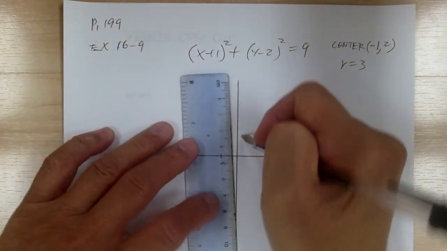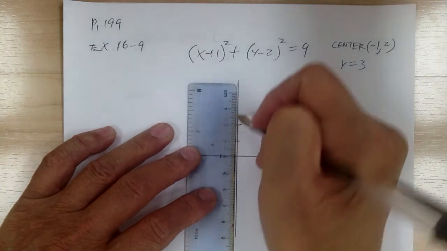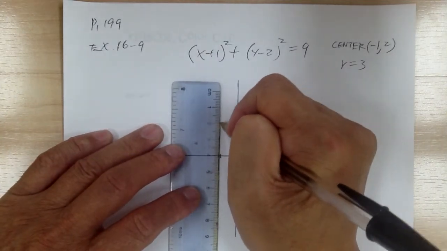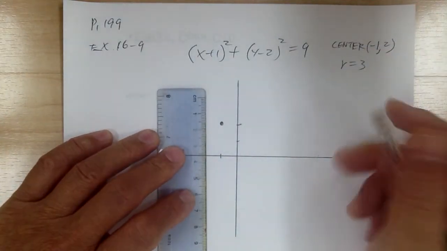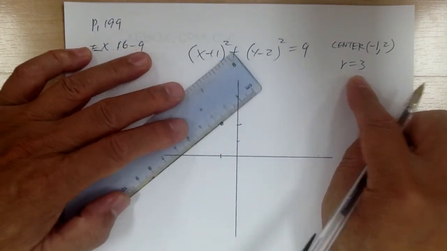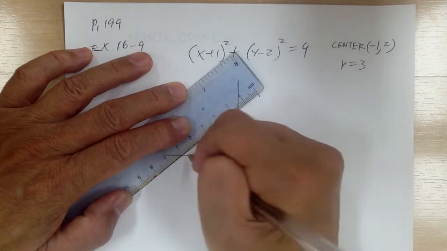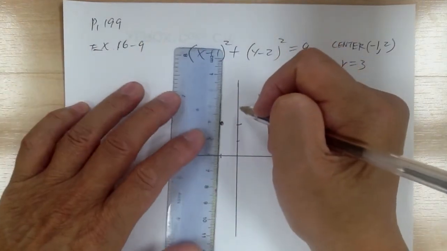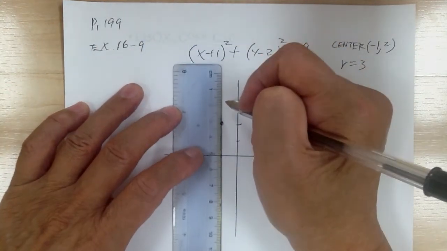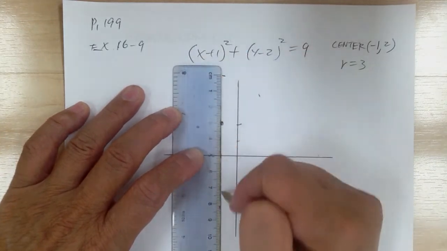So negative 1, 2, right over here, that's your center. And r equals 3, so you just go and put down 3 in every direction. It's nice to have a ruler, so you can just go 3 in every direction. The radius equals 3.